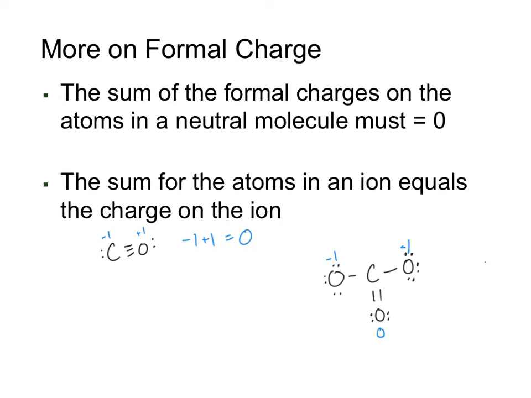Carbon came with its 4 valence electrons. It now has 1, 2, 3, 4 electrons around it. And so carbon has a formal charge of 0. And so when we add up all of our formal charges, we get -1 plus 0 plus -1 plus 0. So -2, which makes sense because the charge on the carbonate ion is 2-.